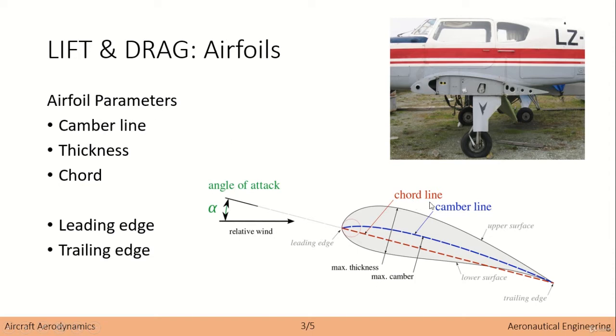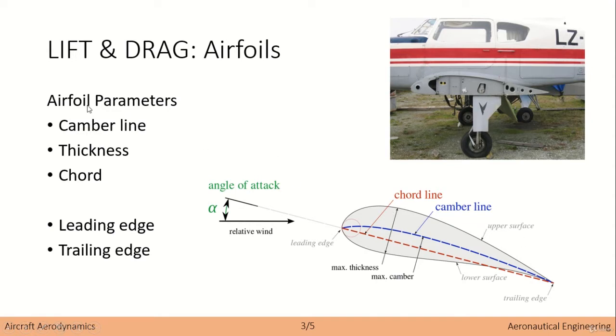First of all, the chord line. The chord line is the line which relates the leading edge and the trailing edge of this airfoil. So in this case it would be this point over here, the leading edge, and the trailing edge over here. You just relate the 2 points, draw a line, and you have the chord line.